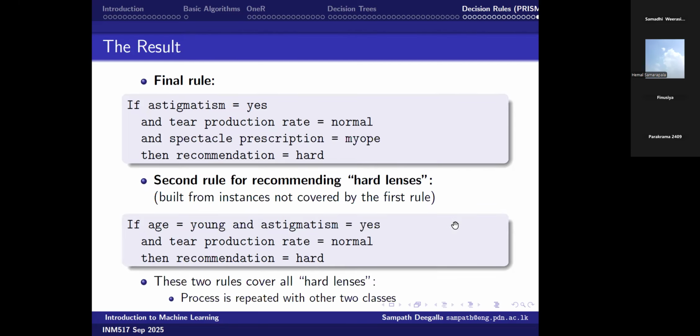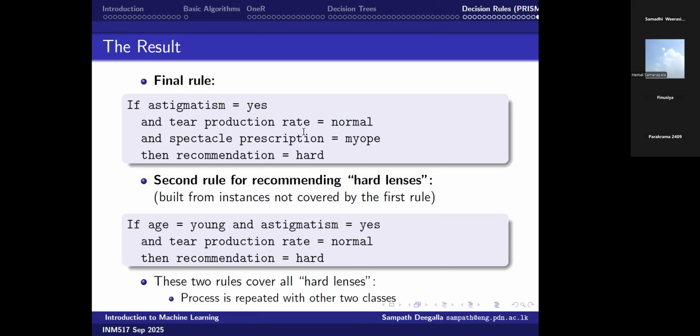So our final rule is, if astigmatism yes and tear production rate normal and spectacle prescription myope, then we say its recommendation is hard. But remember that this will cover only 3 instances. Originally, we had 24 instances. So for 3 we have a rule. So we remove these 3 from the dataset. Now we have 21. You start from the beginning.